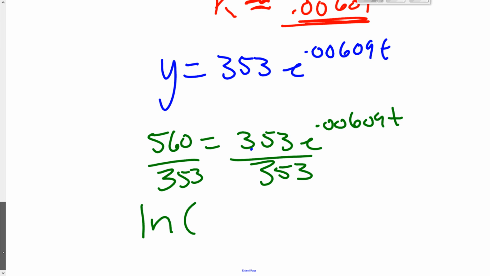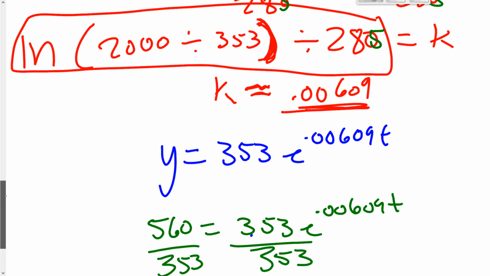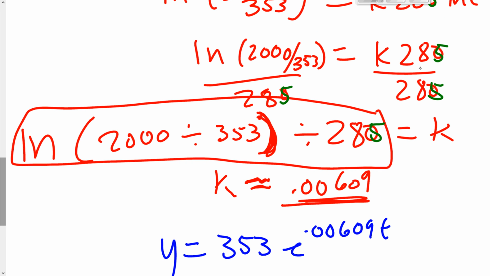All right, back on track now. So 560 over 353, then that's going to be divided by our k, just like the one up here was divided by our t. We didn't have what amount we wanted.